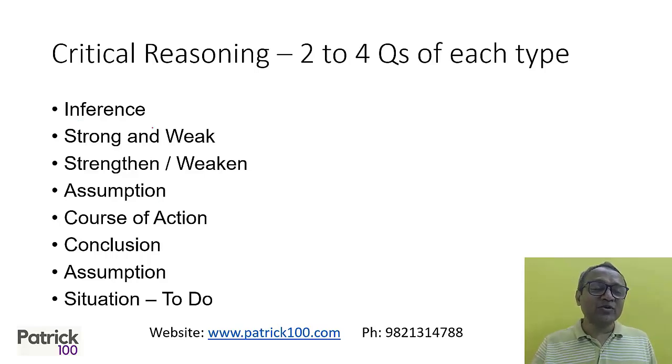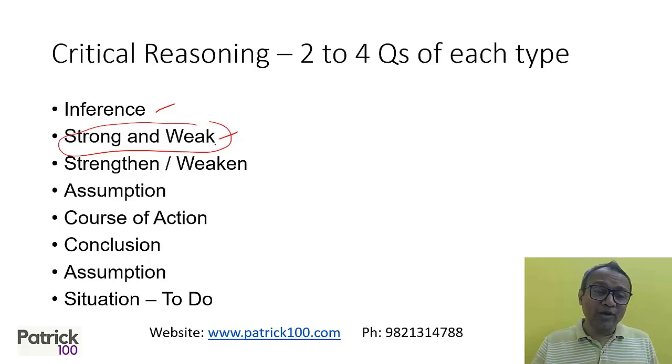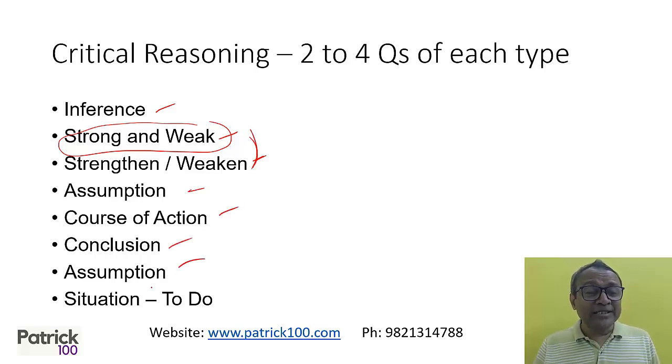In critical reasoning, there are inference based questions. Strong and weak arguments are very important, as are strengthening and weakening questions. Then there are assumption, course of action, conclusion, and situation based questions, where they give a situation and you have to take a decision. Almost 2 to 4 questions of each type are there. So go through these question types and practice them. It will help you crack the exam or do it faster.